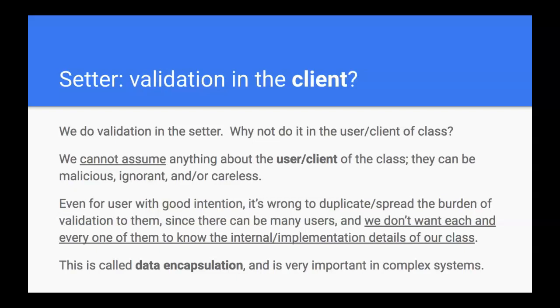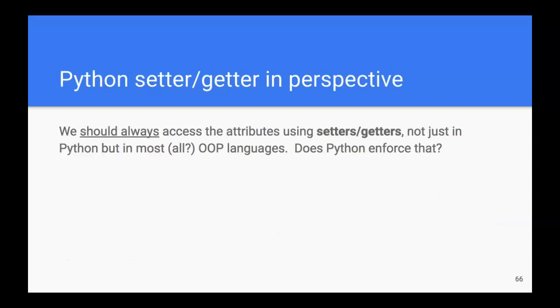But again, it's just not the right thing to rely on them to know exactly what is right for our class. And this is an idea that's actually called data encapsulation, right? And it's going to be very important as our system grows in complexity. I want to just put the Python setter and getter in perspective in the greater world of programming, and where we are with the setters and getters.